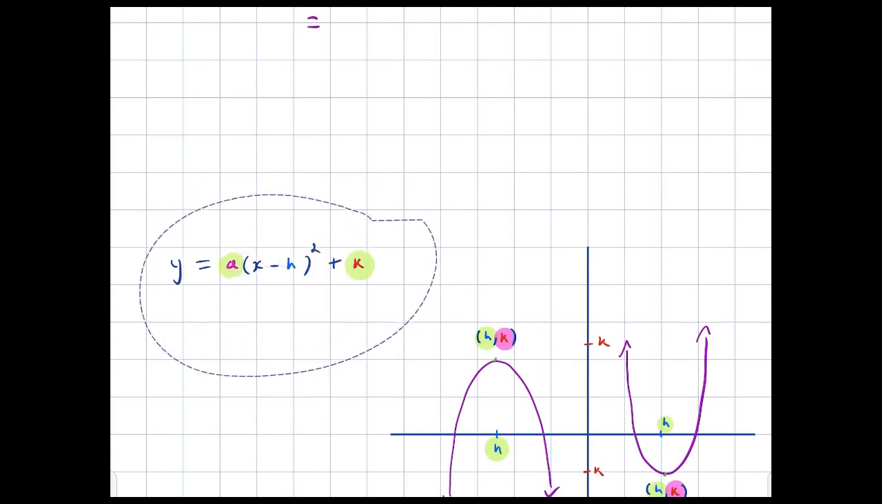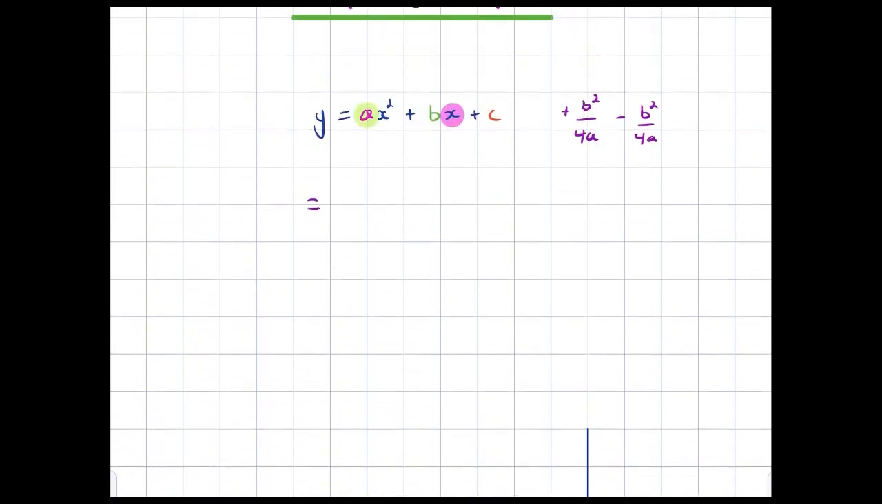And we're going to move this down a little bit so that we have some space to work. So, okay, I'm going to rewrite this. I'm going to write this as ax squared plus bx plus b squared over 4a, and then plus c minus b squared over 4a. So what I've done is I've added and subtracted b squared over 4a. So that's like adding 0, right? It hasn't changed the equation at all. It's the exact same thing, except that this bit here is now a perfect square.